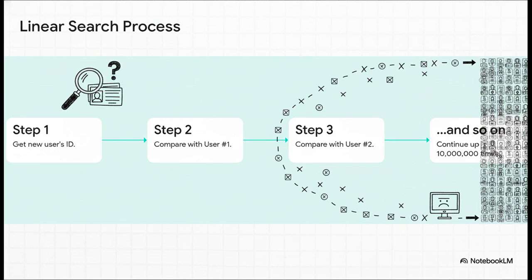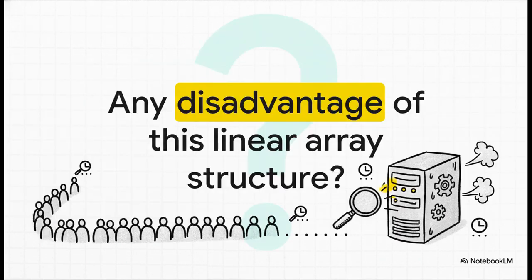A new customer, let's call him Zain Ahmed, comes in to get a phone. The computer gets his ID and starts at the very top of that massive list. It checks his ID against user number 1. Is it a match? Nope. Okay, on to user number 2. Still no match. Then number 3. And it keeps going. In the absolute worst-case scenario, the computer might have to make 10 million checks just to find that one person.